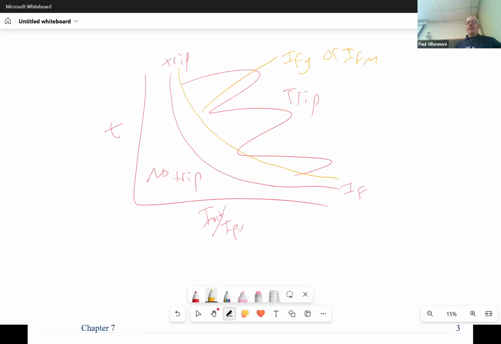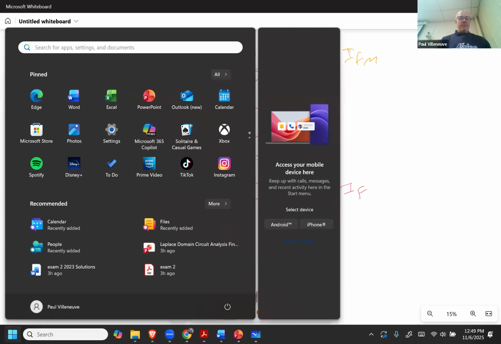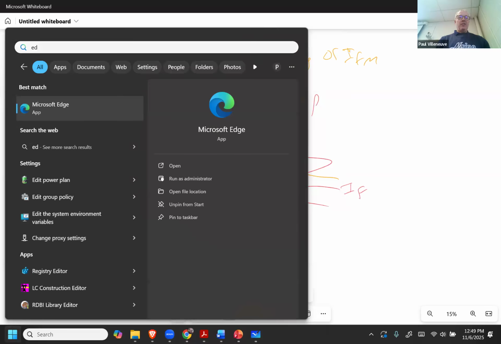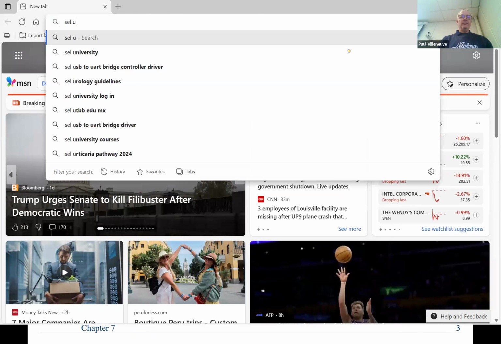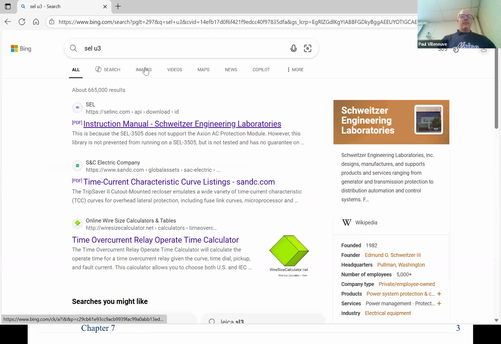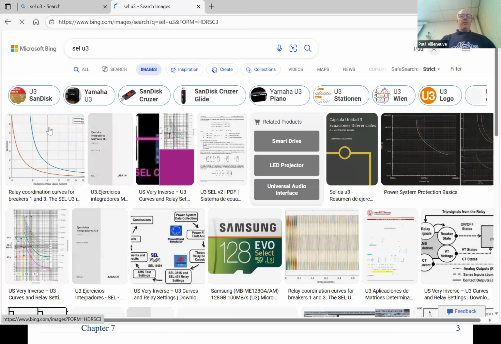It's current. Most of the time you should draw your I actual to I pickup on the x-axis and your time on the y if you want to draw them correctly. But some people get them backwards. And you can check. There's a company called Schweitzer Engineering Laboratories. Anybody ever heard of them? I'll look at an SEL U3 curve.